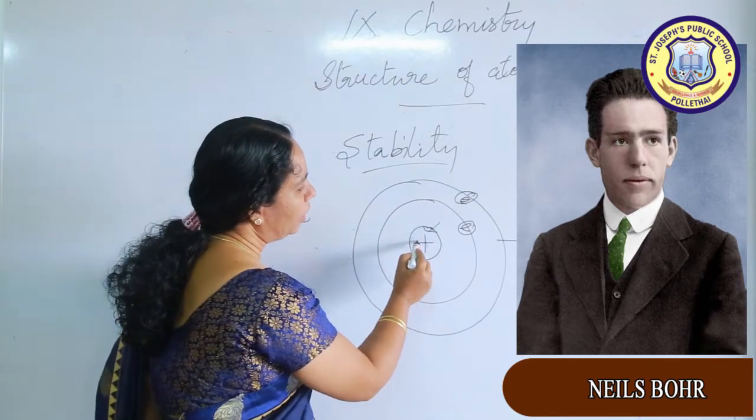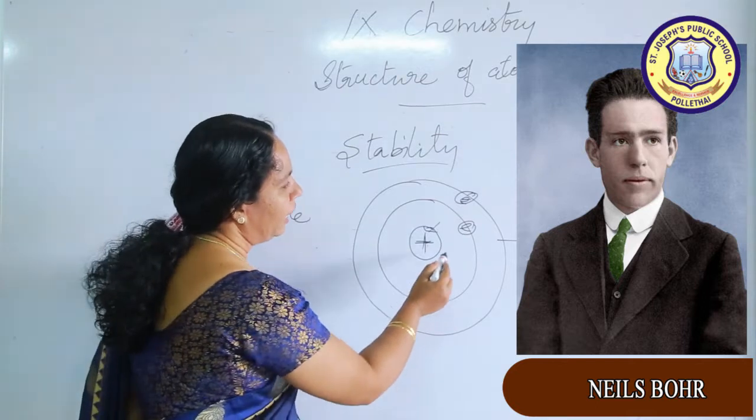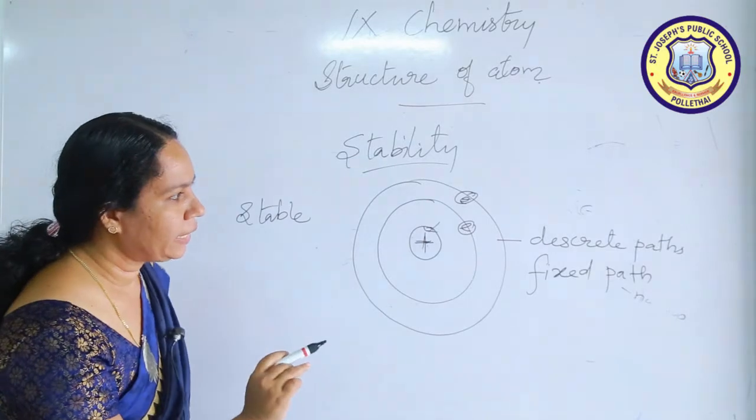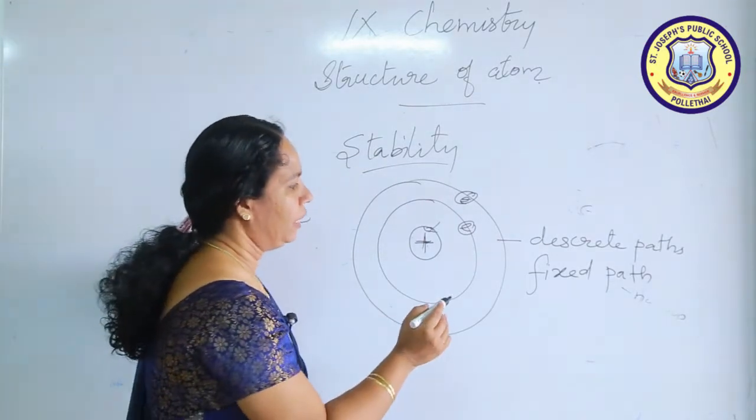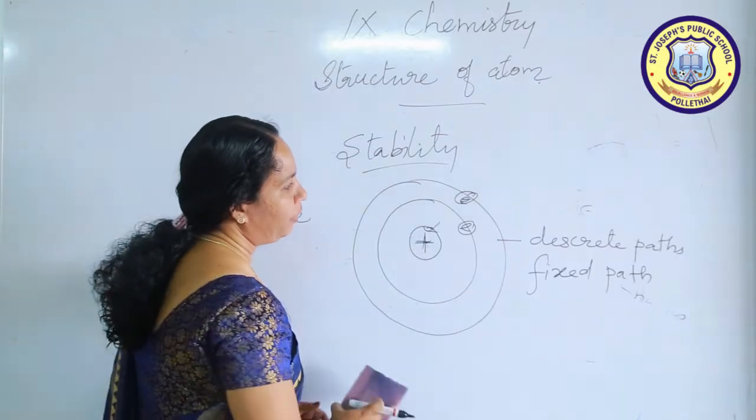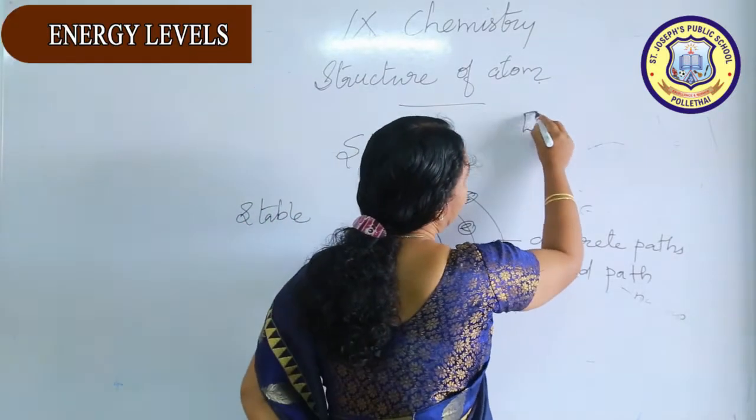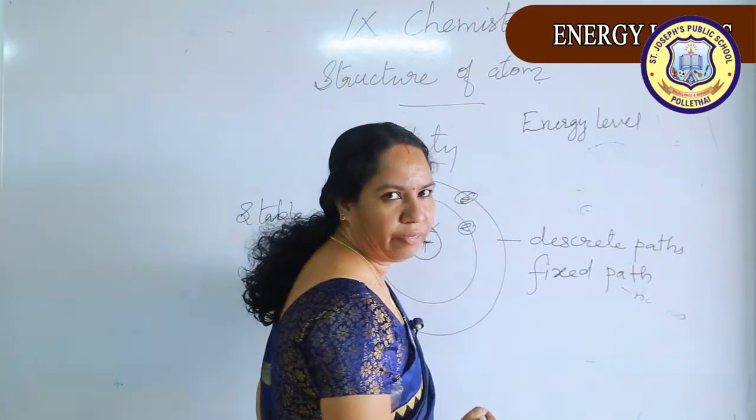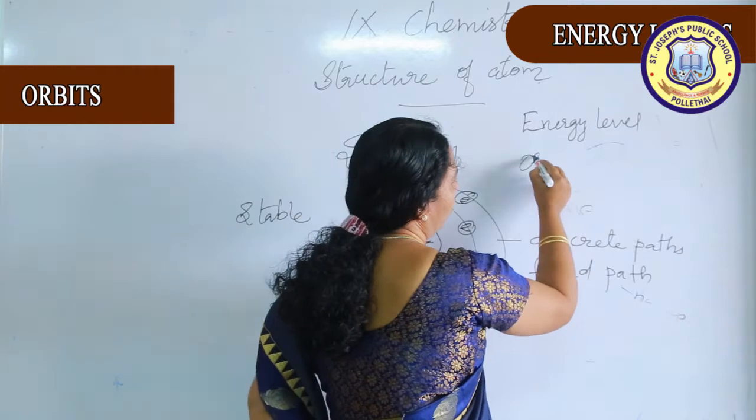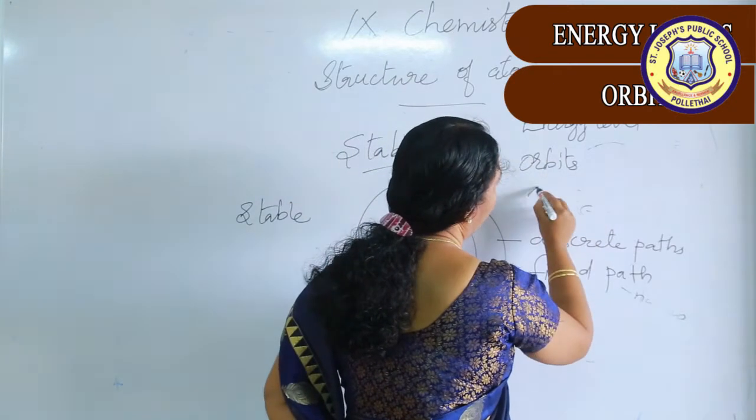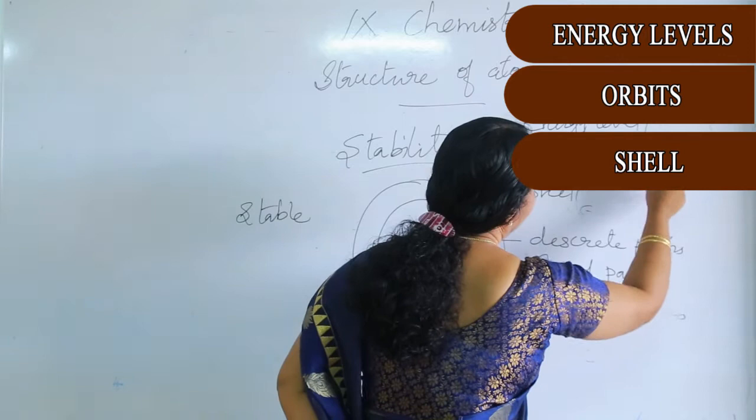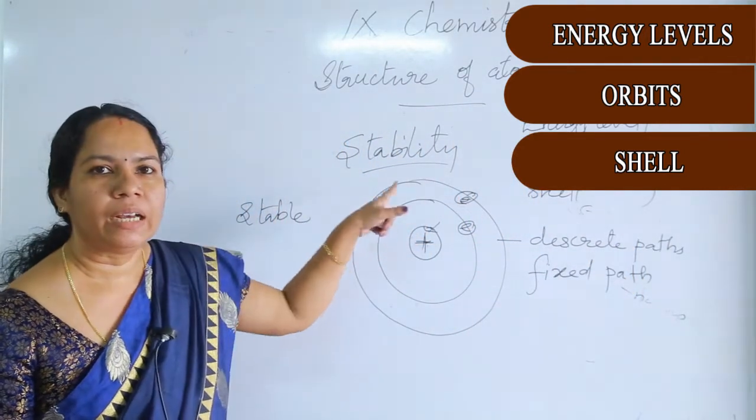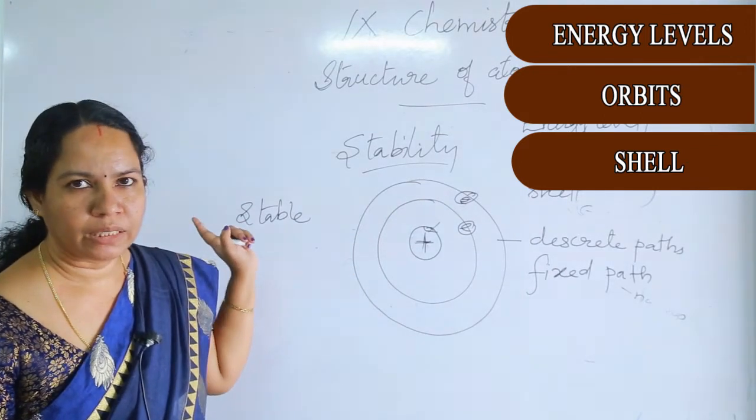Protons are present inside the nucleus and electrons are revolving around the nucleus in discrete or fixed paths, and he called these fixed paths energy levels, orbits or shells. We can call any name. Energy levels, orbits or shells are the paths through which electrons are revolving around the nucleus. Did you get the idea?